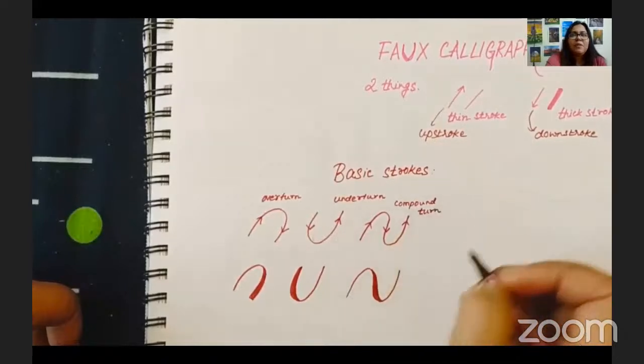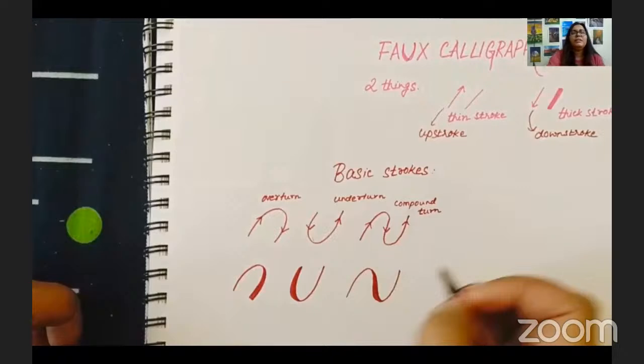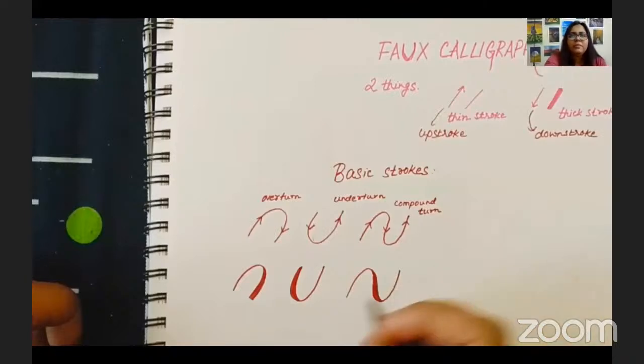Okay. Why a compound turn? Because it is a mixture of overturn and underturn. Just see the similarities. Wherever the arrow is pointing downwards, only those strokes we have darkened. Wherever the arrow is pointing upwards, that part is left thin as it is. Everybody getting it? There should not be any doubts here. All right. Let us move on to the next one. The next turn. Let us move on to the next turn now.